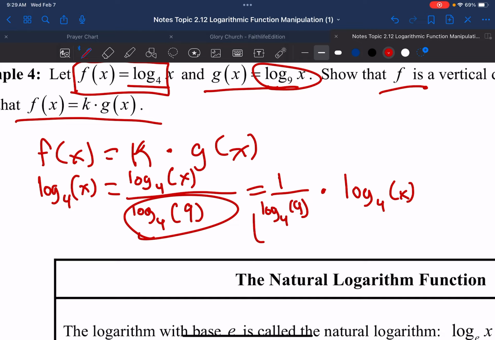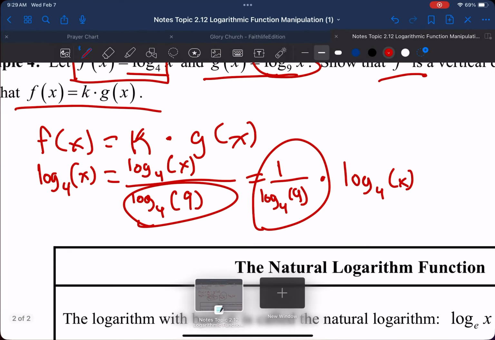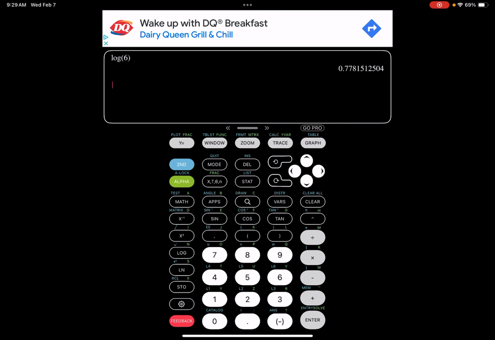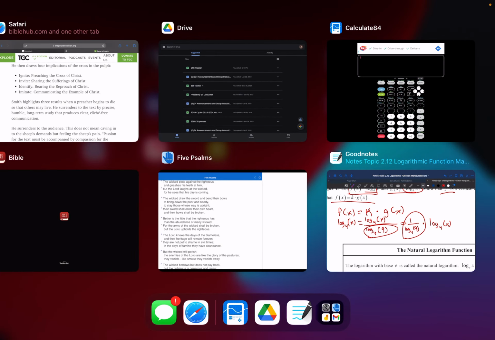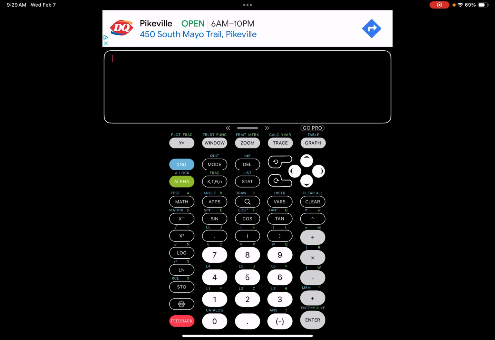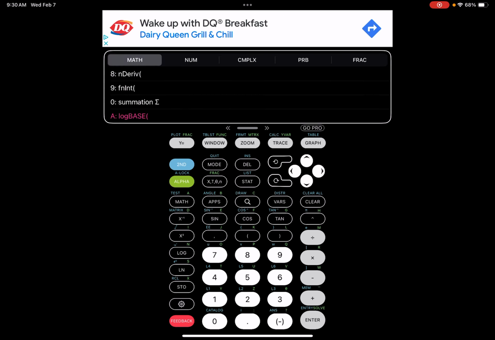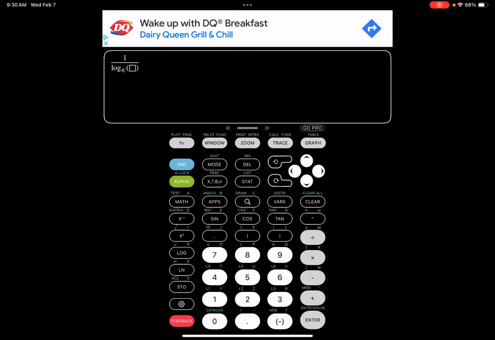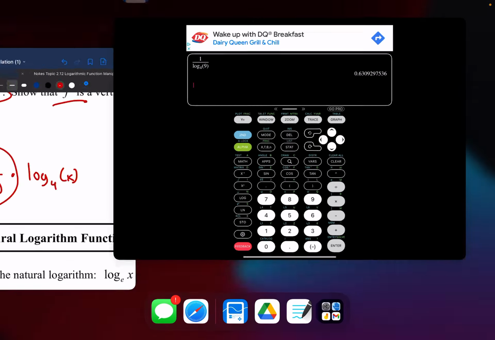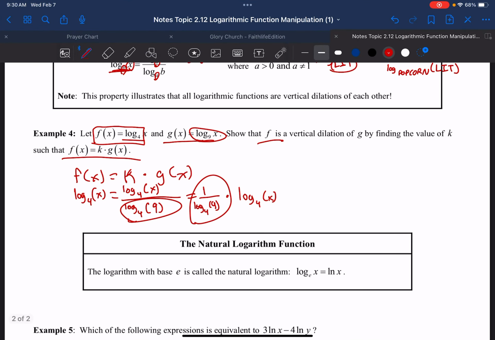Okay, because remember, this is a number, which I'll show you here. Was it log base 4 of 9? Yep. Log base 4. Oh, it's actually, let's make it a fraction. 1 over log base 4 of 9. About 0.63 approximately. So you could leave it like this, but you could also say that g of x is just 0.63 times log base 4 of x.